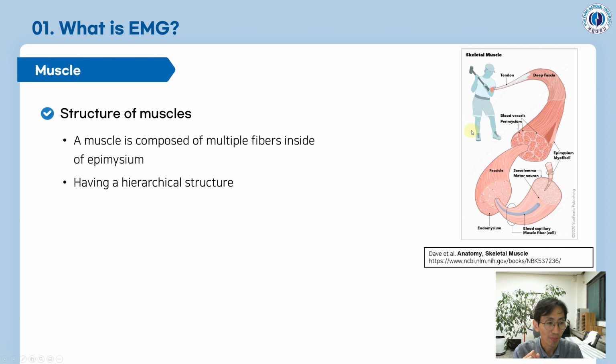And if we magnify our muscles, it looks like this. Muscle is composed of multiple fibers inside of an epimysium. You see this is one muscle, and inside there are many muscle fibers. So a muscle has a hierarchical structure inside.